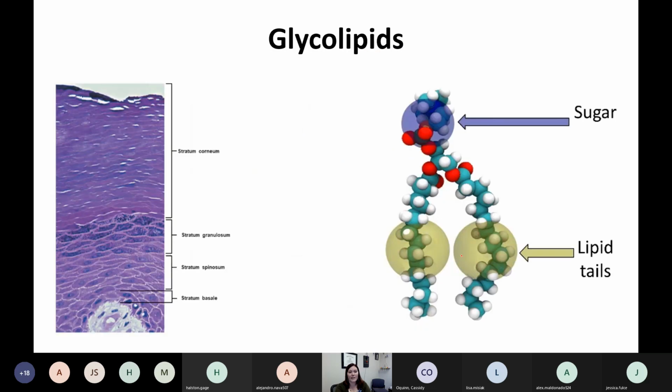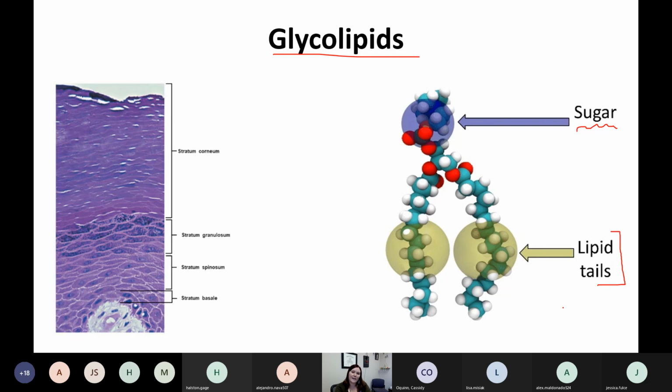The other way that your skin is waterproofed is because of some things called glycolipids. When we talk about glycolipids, their name tells me about their structure. At the top, they've got a sugar. That's where glyco means sugar. And at the bottom, they've got these lipid tails. These lipid tails are just like the lipid tails on the phospholipids of the plasma membrane.